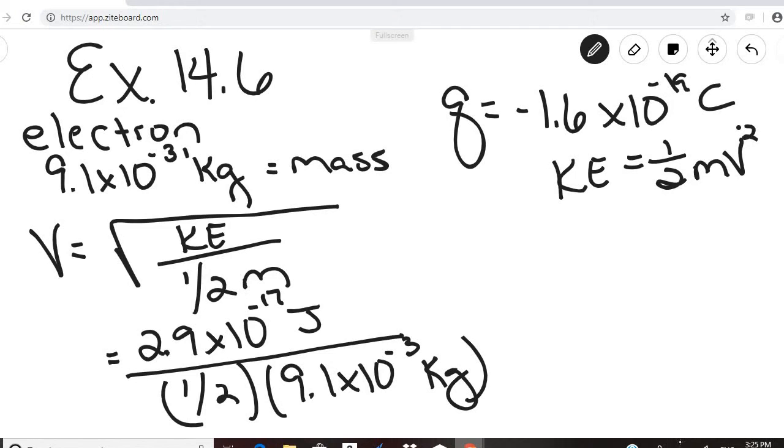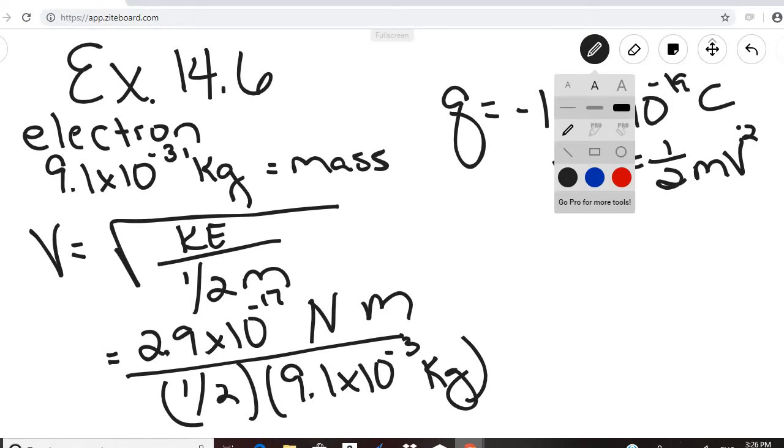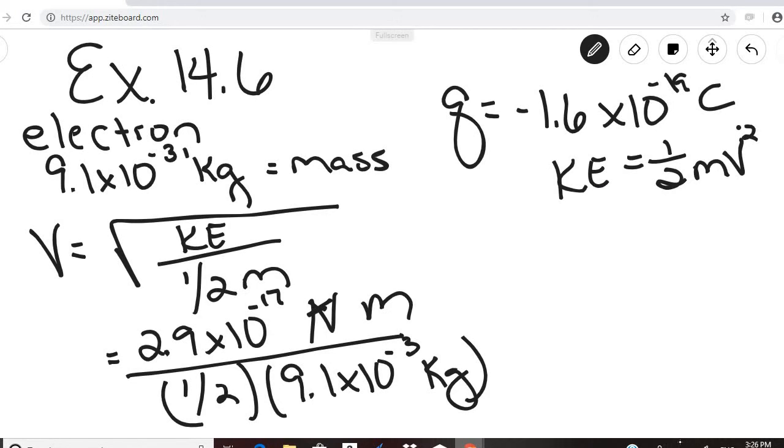Okay, so just so we can see how the units work out here. A joule is a Newton meter, and a Newton is a kilogram meter over seconds squared. So the kilograms are going to cancel. Kilograms are going to cancel, not the meter. So the kilogram will cancel.